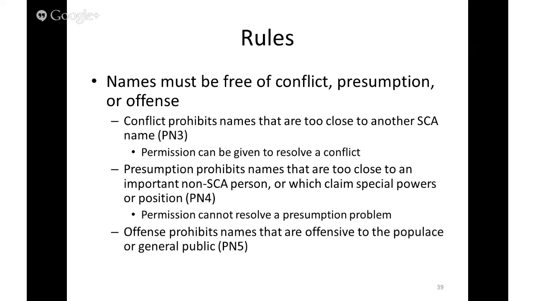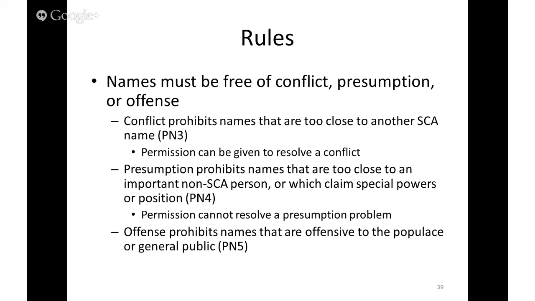All right, so names must also be free of conflict, presumption, and offense. Conflict says we can't have names that are too close to another SCA name, and you can get a letter of permission to conflict to resolve it. We're not going to cover conflict in this class. That's scheduled for names 103. Presumption says you cannot use names that are too close to an important non-SCA person or which claim special powers or position. And offense prohibits names that are offensive to the populace or general public.